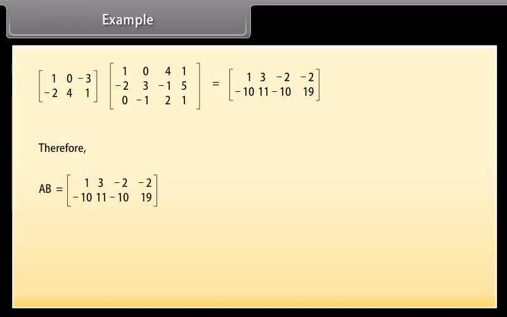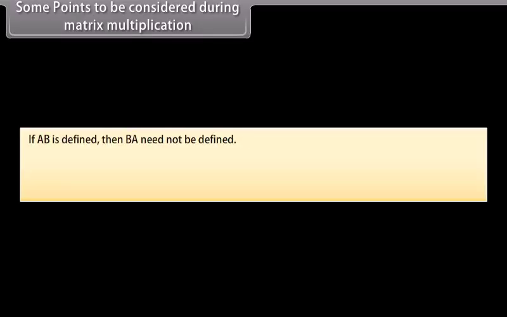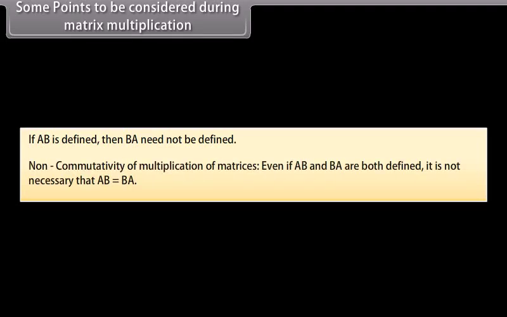Therefore, AB can be written as the matrix, row-wise: first row 1, 3, -2, -2, second row -10, 11, -10, 19. Some points to be considered during matrix multiplication. If AB is defined, then BA need not be defined. Non-commutativity of multiplication of matrices: even if AB and BA are both defined, it is not necessary that AB is equal to BA.